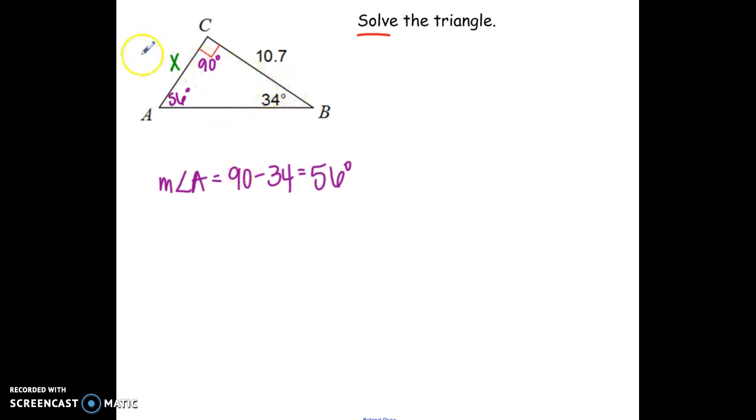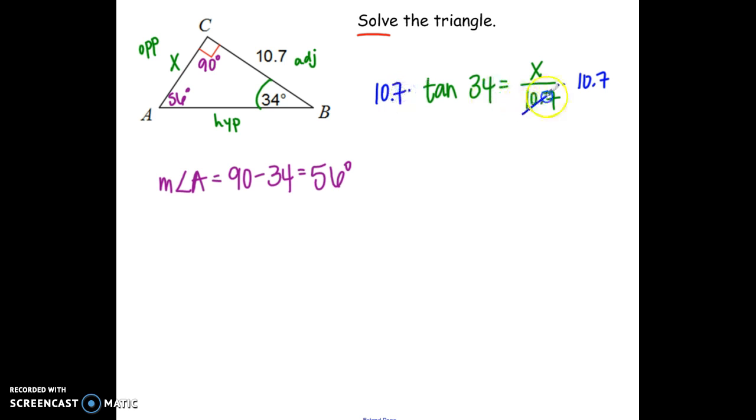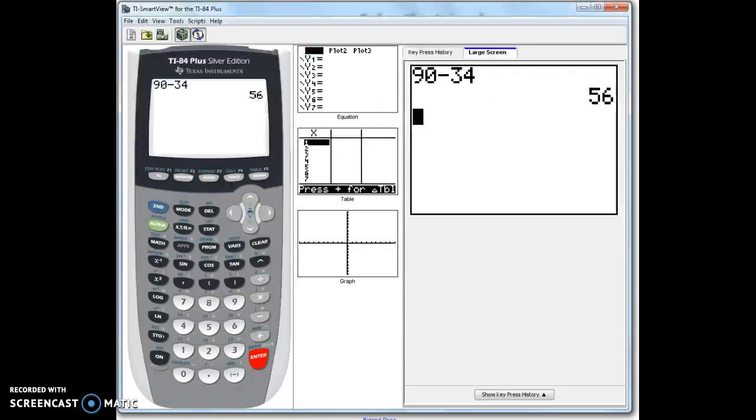So from the 34 degrees, this side over here would be opposite of that, and then this side would be the adjacent side, because we know over here we have our hypotenuse when we're talking from that 34 degrees. So opposite over adjacent, we could say that the tangent of 34 degrees equals x over 10.7. Now if we want to get x by itself, we'd have to multiply both sides by that 10.7. So these cancel out over here. That means 10.7 times the tangent of 34 would give us x.